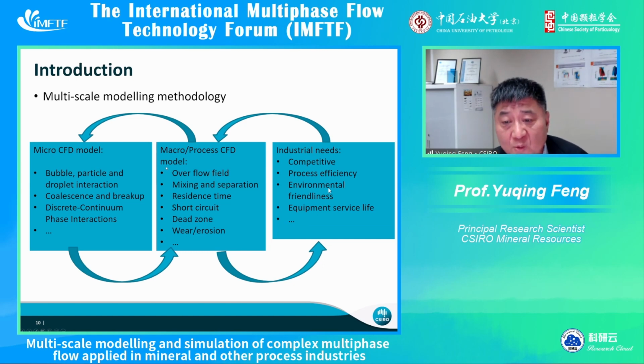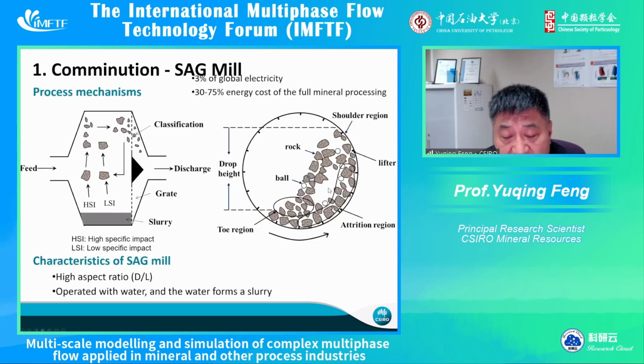Why I show this: we call it a DEM two-fluid model, a hybrid model for a fluidized bed. But when I approach mineral processing, such as a semi-autogenous mill, it is more complex than that. The mill uses a rotating drum to lift steel balls and rocks up and let them fall down, to break the rock into small slurry. This is a very, very complex process.